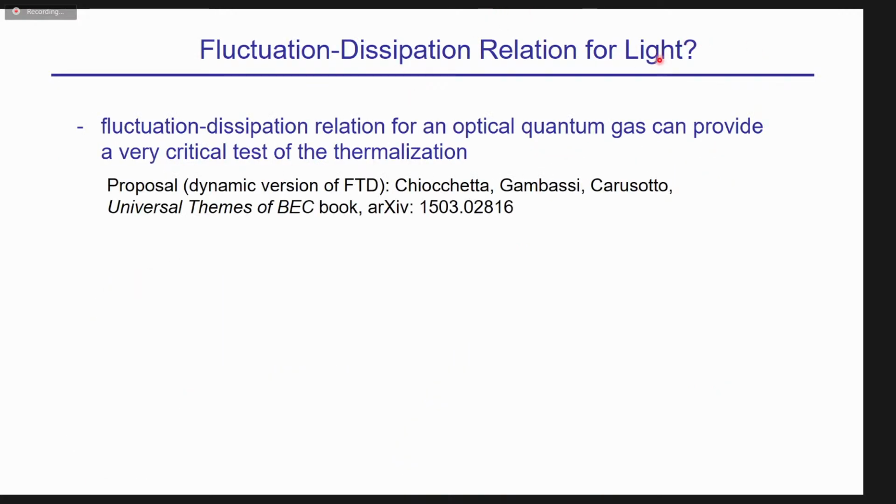Now, the question is, can you do so for light? It was pointed out by Jacopo Rausotto and colleagues that if you test the fluctuation dissipation relation for an optical quantum gas, this can provide a very critical test of thermalization. If you ask a statistical physics expert whether something is thermalized, the first question they will ask is whether the fluctuation dissipation relation is fulfilled. This was applied for optical quantum gases in this proposal paper.